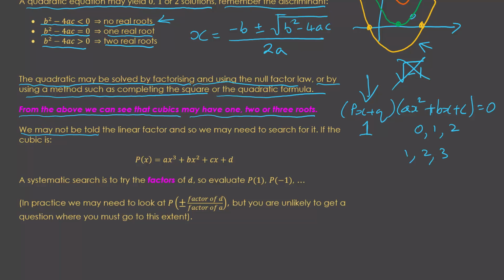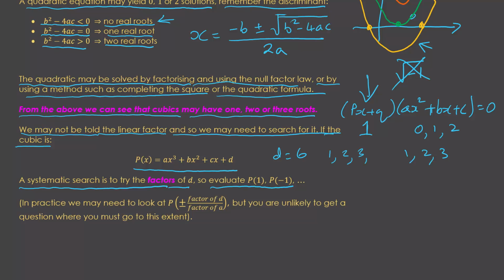We may not be told the linear factor, and so we may need to search for it. We do that using the factor theorem. If the cubic is p(x) = ax³ + bx² + cx + d, a systematic search is to try the factors of d. So we evaluate p(1), p(-1), and so on. Let's suppose that d was equal to 6. Our factors will be 1, 2, 3, and 6. And so p(1), p(-1), p(2), p(-2). And remember, we're looking for it coming to 0 by the factor theorem.